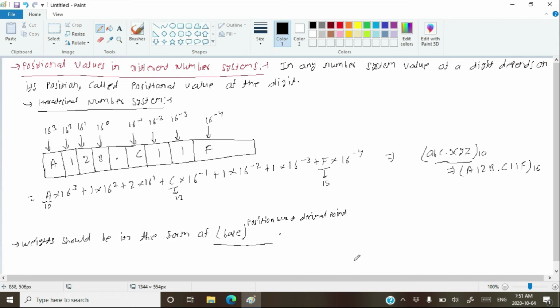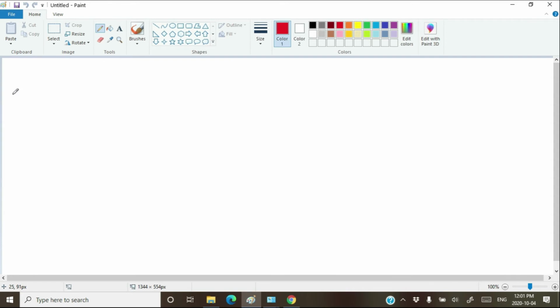Now let's start doing it. Now let's convert a quantity given in one number system to the same quantity in another number system. For that we use the number conversions. We are all set to learn number conversions. In the number conversion, the first one is decimal to binary conversion. Let's see the decimal to binary conversion by an example.